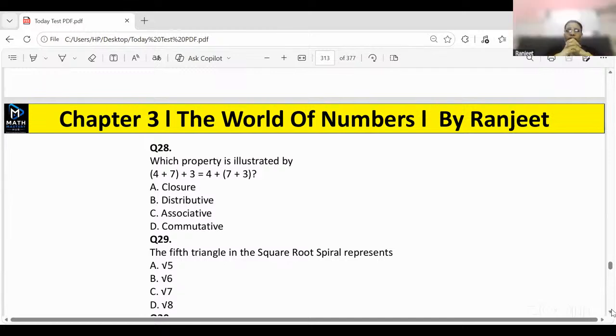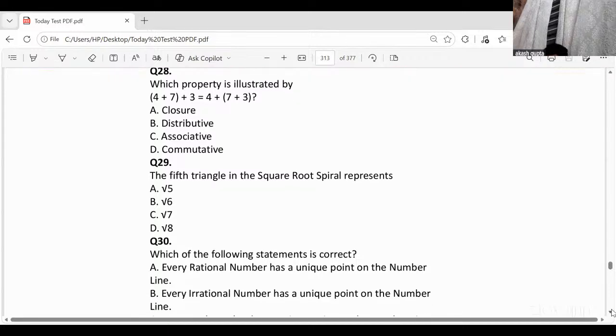How is it distributive? There are different groups. 4 and 7 make a different group with 7 and 3. So it is the associative property under addition. Okay, under addition. Question 29.